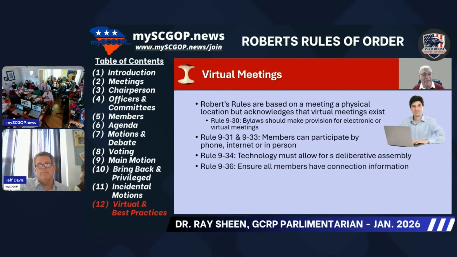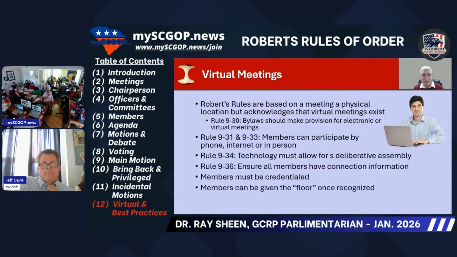Robert's Rule 9-36 instructs that the meeting organizers must ensure that all members have the connection information for the electronic meeting. In addition, if special technology is needed, the organization should provide that special technology or instructions of how to get it easily. The meeting still requires credentialing of members and the determination of a quorum in order to conduct the meeting. Also, the attendance must be monitored to ensure a quorum is maintained.